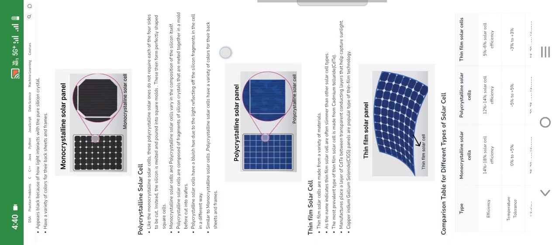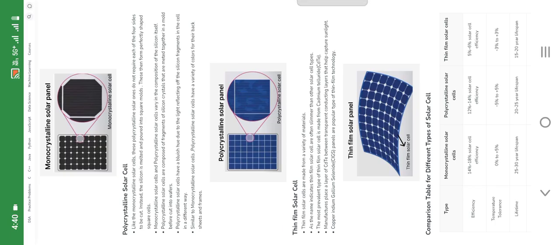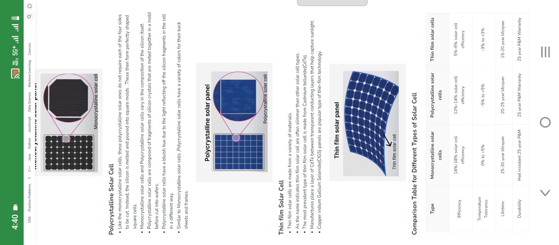Polycrystalline solar cells have a bluish hue due to the light reflecting off the silicon fragments in the cell in a different way. Similar to monocrystalline solar cells, polycrystalline solar cells have a variety of colors for their backsheets and frames.